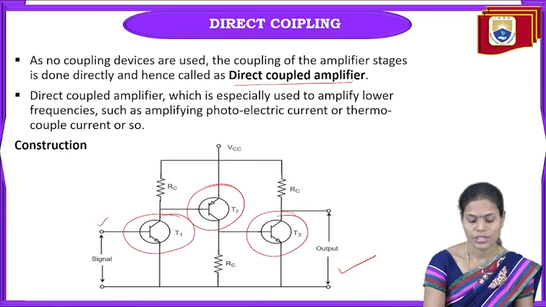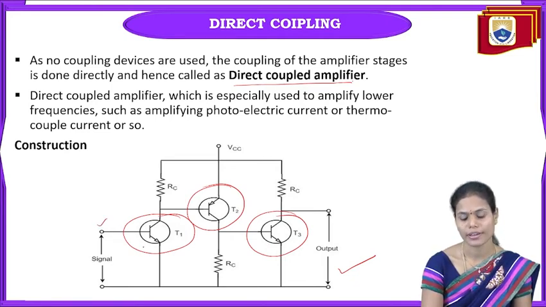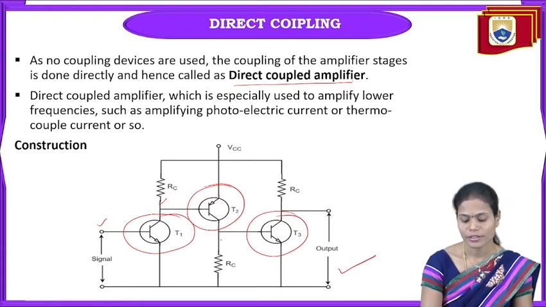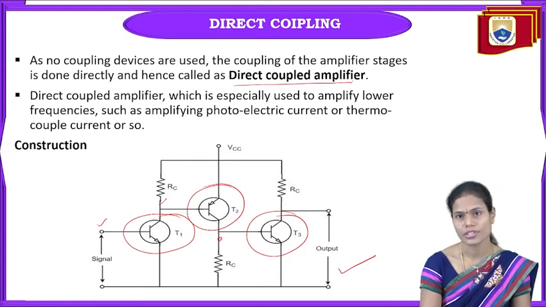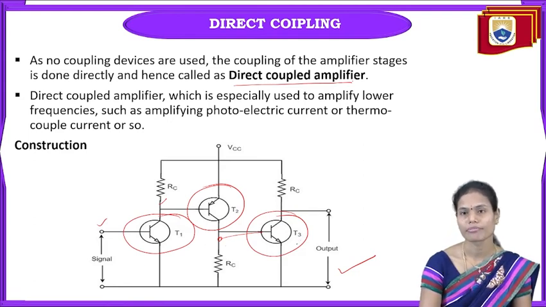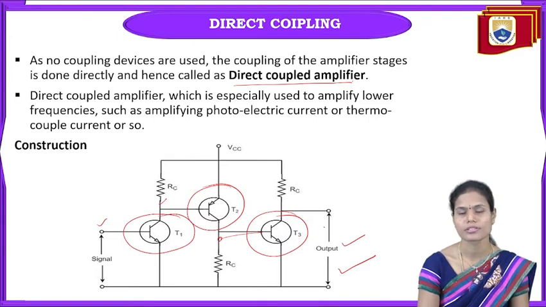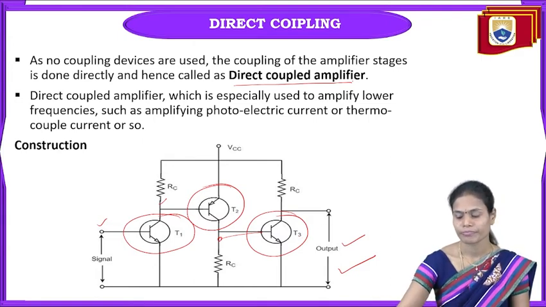So the signal which we are passing to the base of the transistor directly, after amplification the collector voltage of this first stage is directly connected to the base of the next stage, and again the collector voltage of the second stage is connected to the base of the next stage. So the final amplified signal we can expect across the final stage, that is the third stage here.